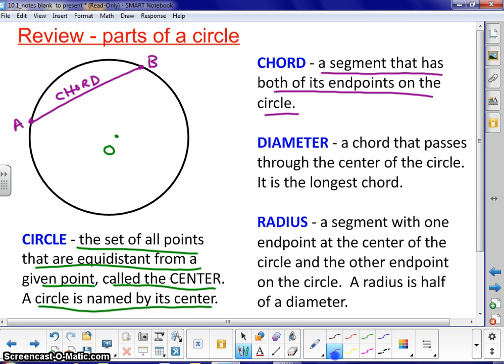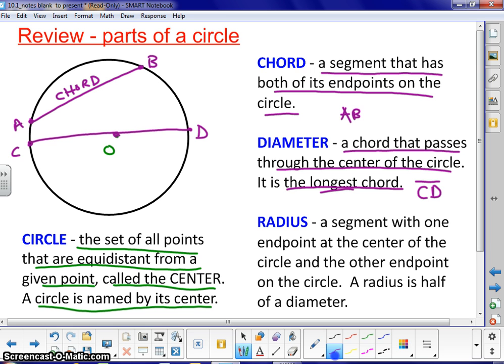The next one is the diameter, and a diameter is a special chord that passes through the center of the circle, and it definitely is the longest chord. So let's make another one. That's my circle O, C, and D. So the diameter would be CD, and the chords are AB and CD. So those are two things you should know.